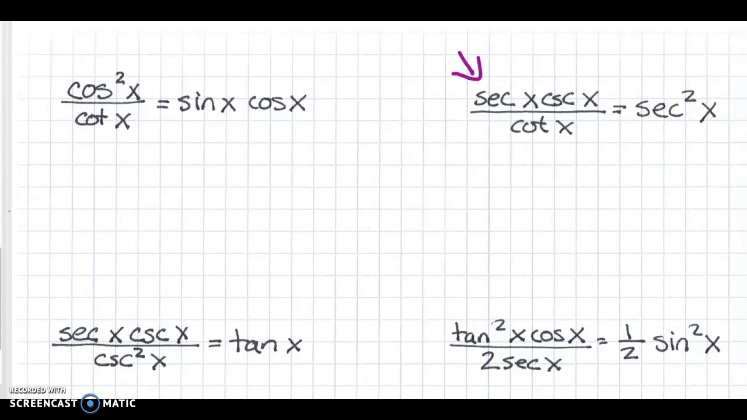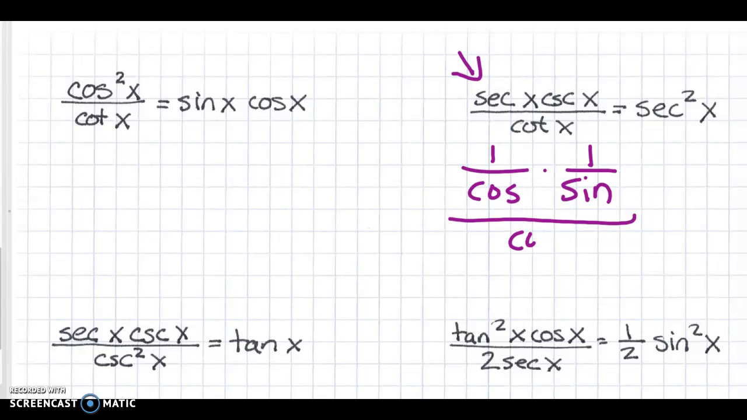Let's convert everything to sines and cosines. Secant is 1 over cosine. Cosecant is 1 over sine. All of that over cotangent is cosine over sine equals 1 over secant is cosine squared. Once again, I left off the x's while I'm working on it.